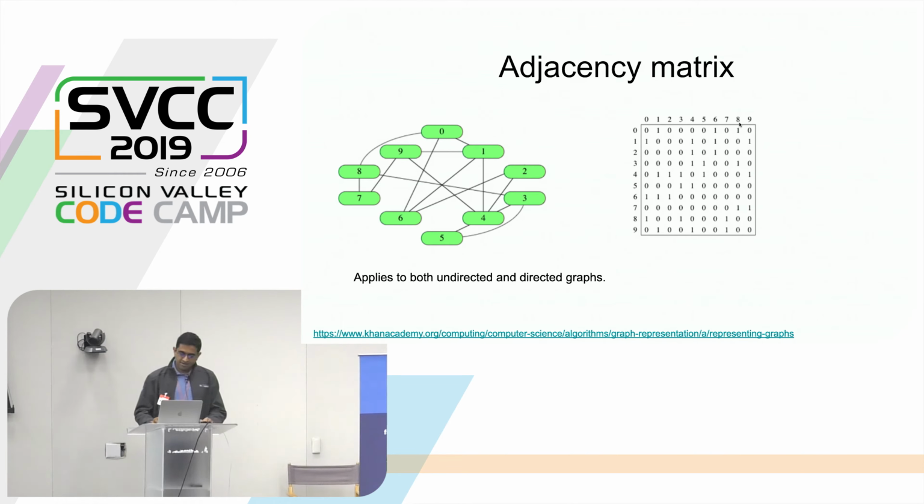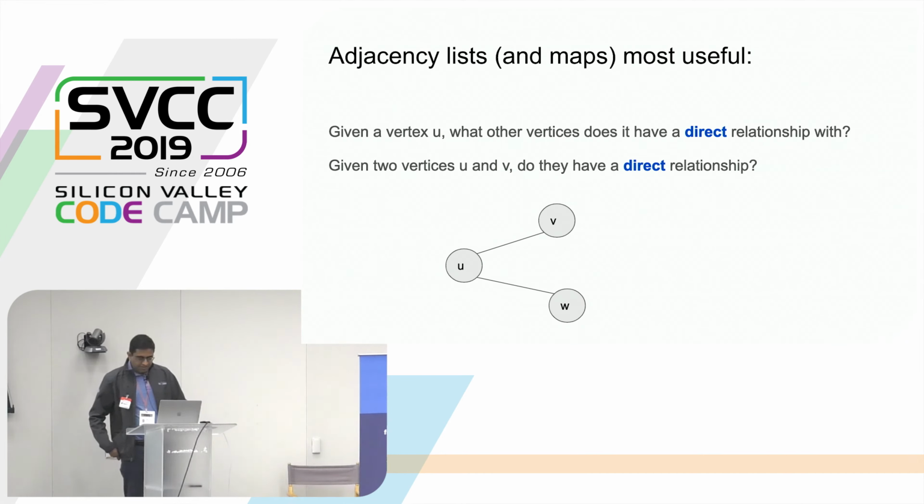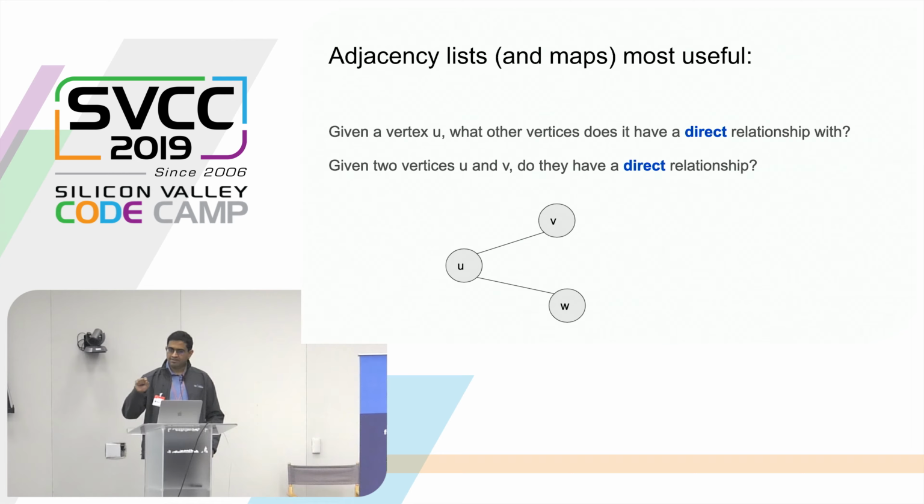An adjacency matrix on the same graph would be in the form of a 10 by 10 matrix where row i, column j is a 1 if vertex i and vertex j have a direct link between them in the original graph, and it would be 0 otherwise. If there's no link, it would be a 0. Now, it turns out that adjacency maps are just a variation of adjacency lists where the neighbors are stored not in the form of a list, but in the form of hash tables.